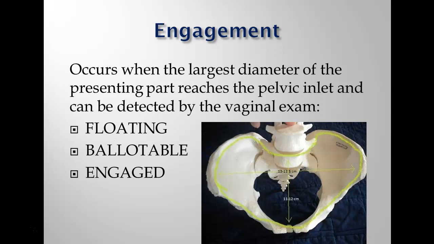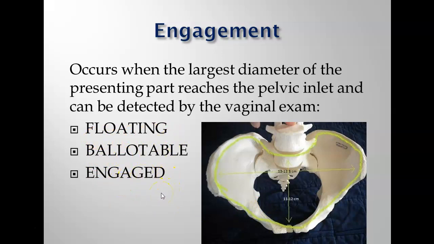When we talk about engagement, we're talking about when the largest diameter of the presenting part reaches the pelvic inlet and can be detected by the vaginal exam. So when we go into the inlet of the pelvis and we can feel the baby's head, we are now in that part of the pelvis where we can reach it by vaginal exam with your hand. And we can either say that the baby is floating or ballotable or engaged.